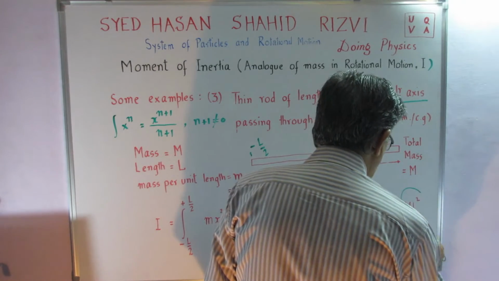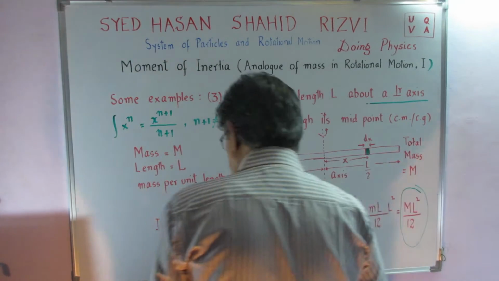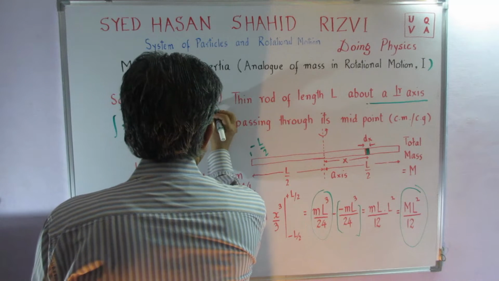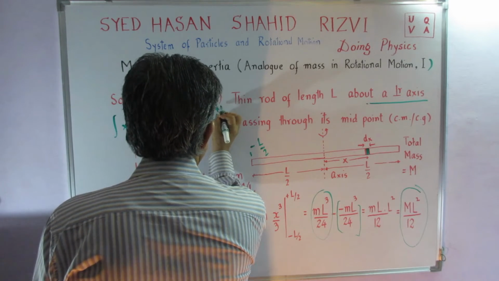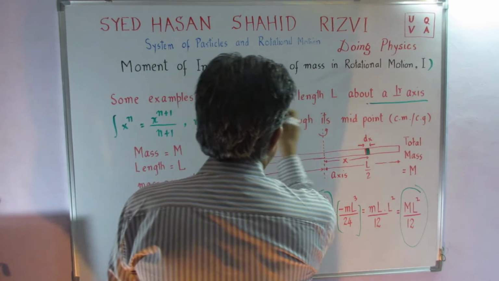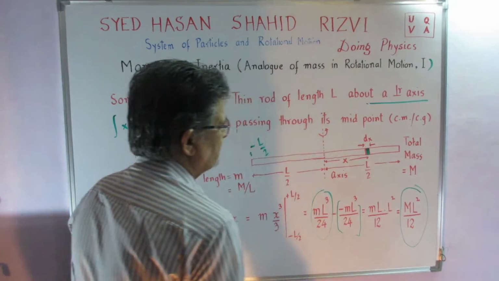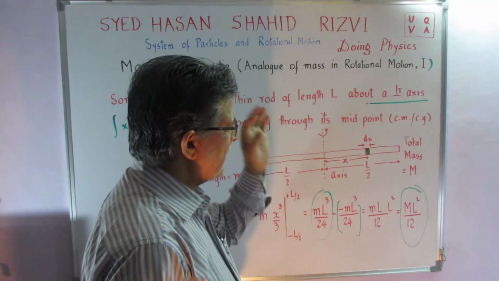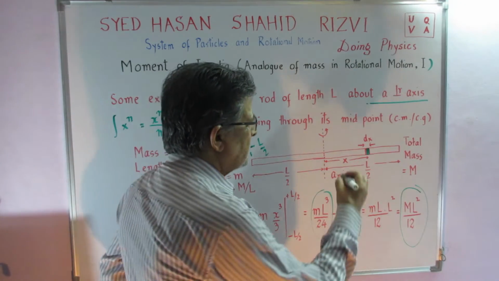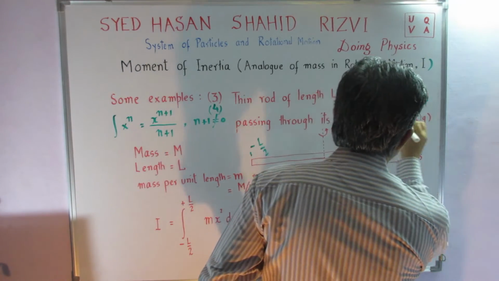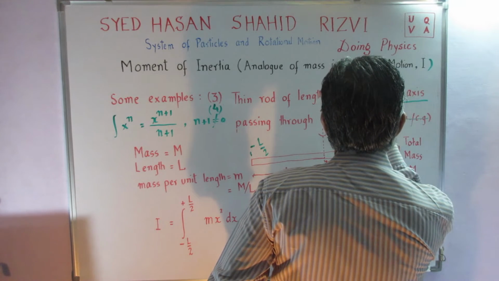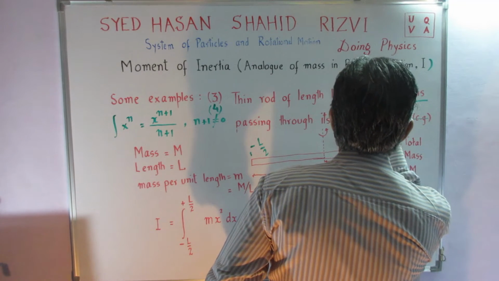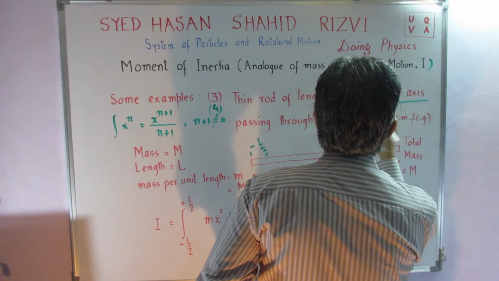Now, with the same kind of setup, I can give you number 4. The thin rod of length L about a perpendicular axis passing through not the midpoint, but instead an end point.